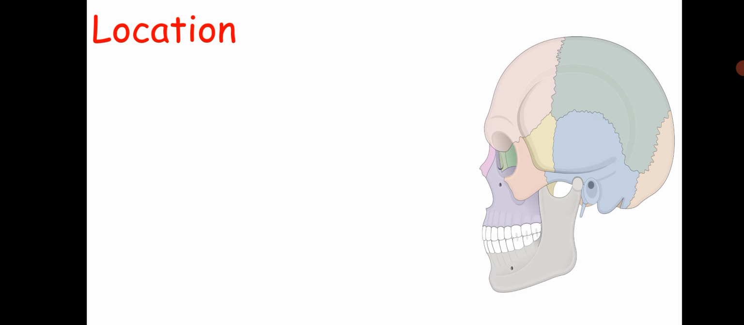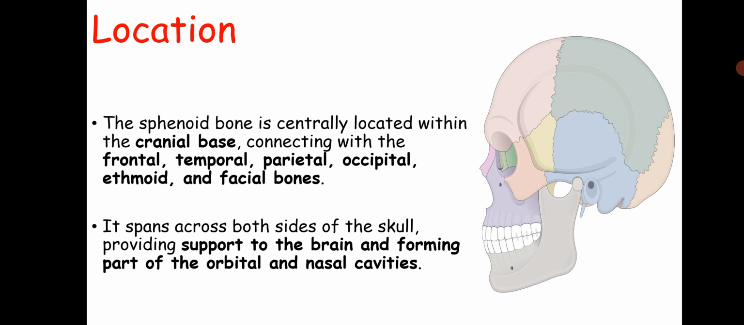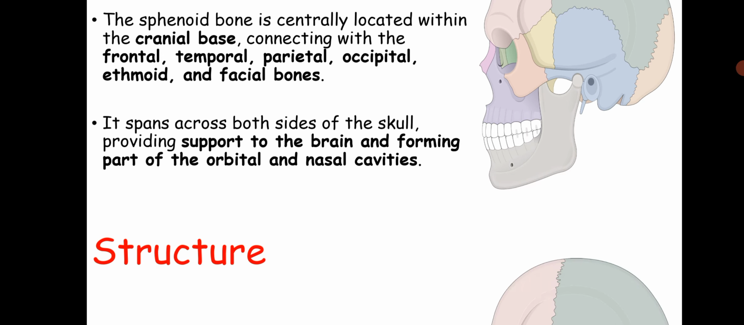Now let's talk about the location of the sphenoid bone. Sphenoid bone is centrally located within the cranial bones, connecting with frontal bone, temporal bone, parietal bone, occipital bone, ethmoid bone, and facial bones. It spans across both sides of the skull, providing support to the brain and forming part of the orbital and nasal cavities.